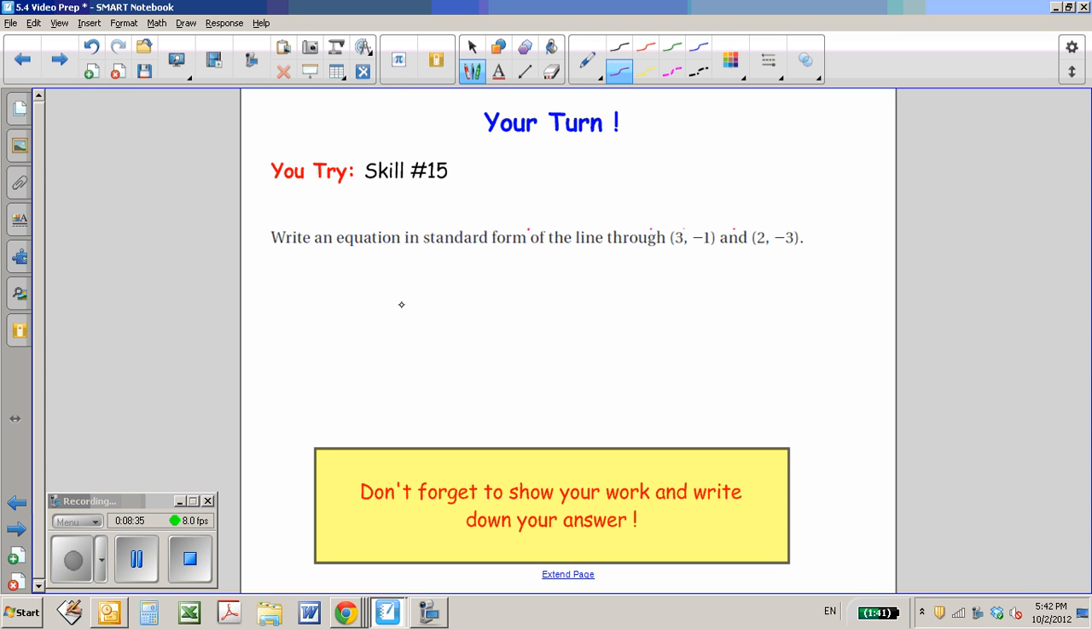Okay, so now it's your turn to try one. What you need to do is write an equation in standard form of a line passing through these 2 points. So pause the video and see if you can do this on your own.